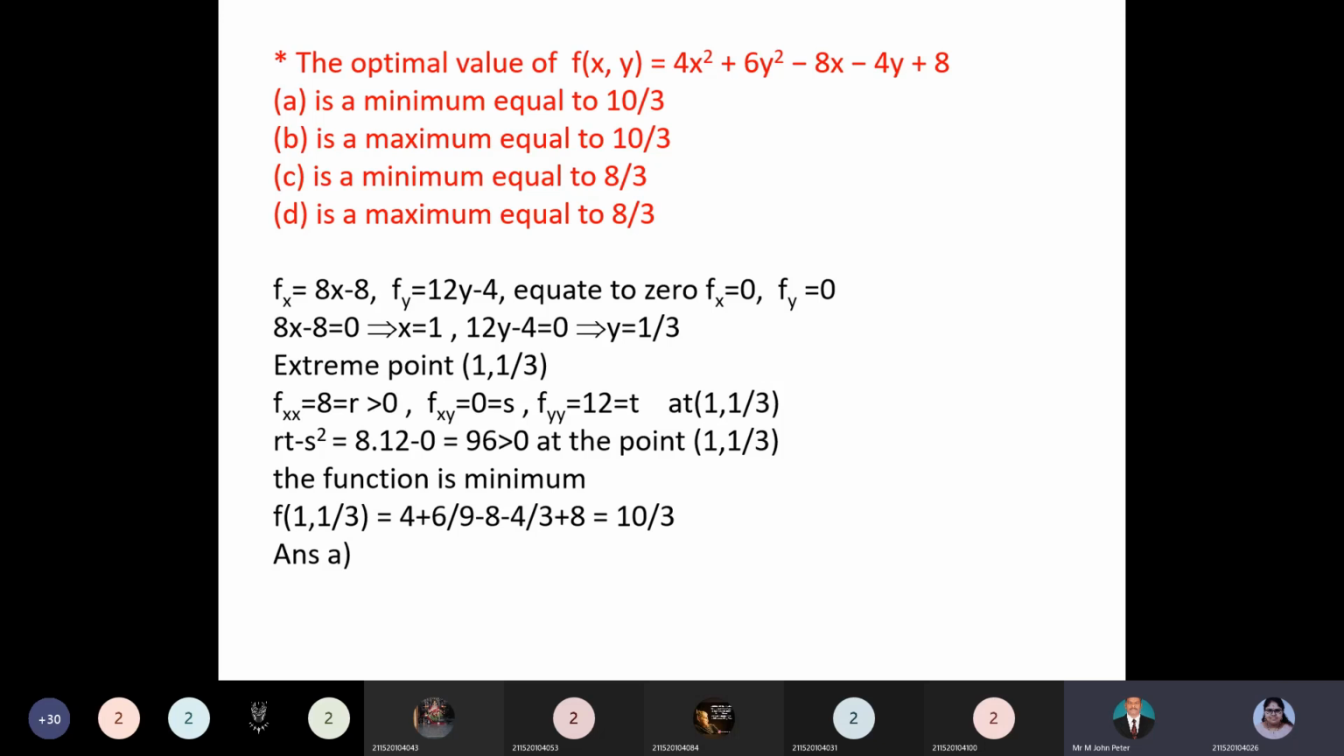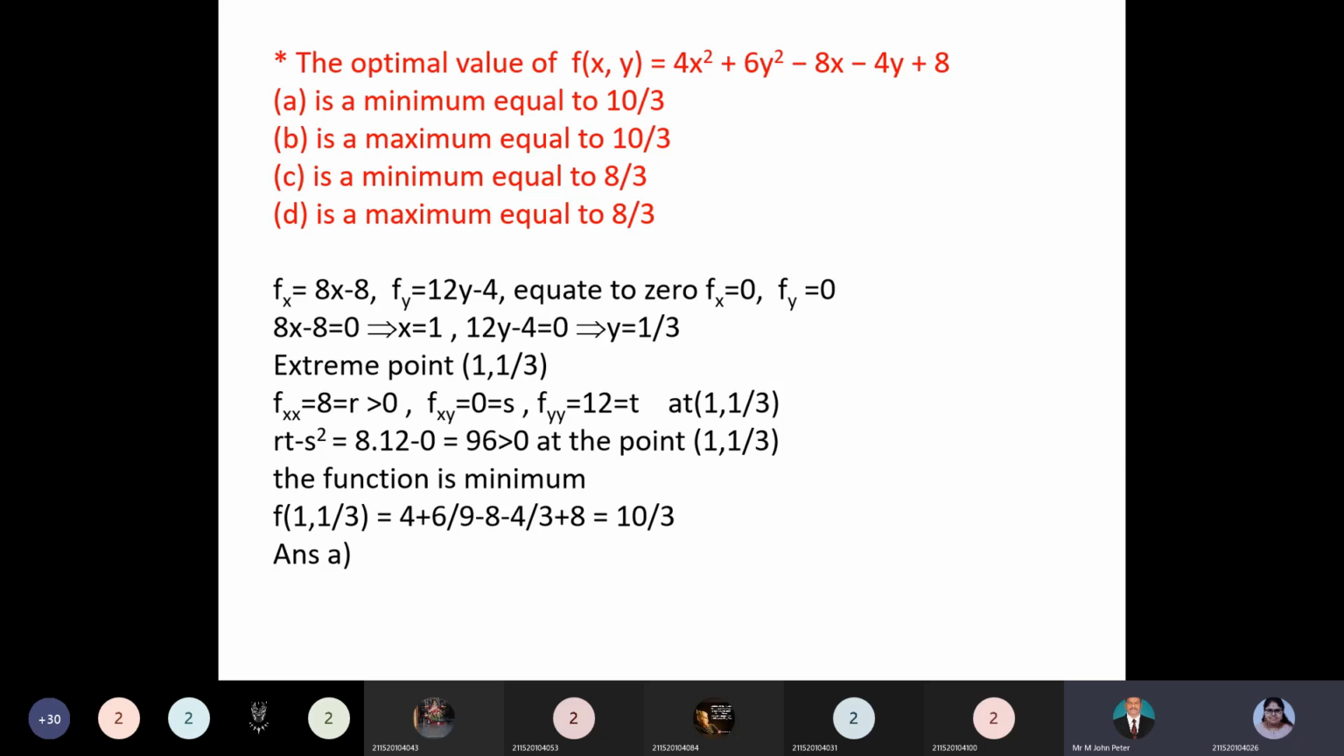At the extreme point (1, 1/3), we have to check. Here in these r, s, t all are directly constants. Sometimes you may get them as functions of x and y. If possible, you can substitute the point to identify the value at that point. For one point or two points, it may act as a maximum or minimum at different points. So here, for rt minus s², we have to check: r equals fxx, t equals fyy, s equals fxy. Before substituting, we are getting constants.